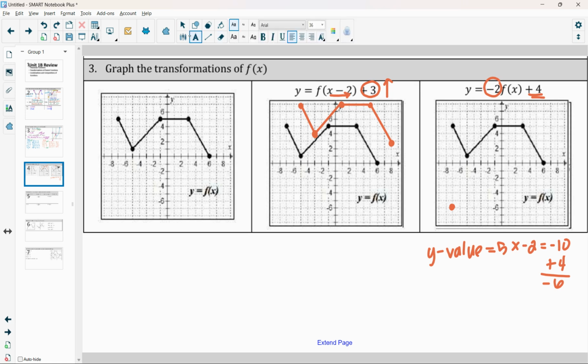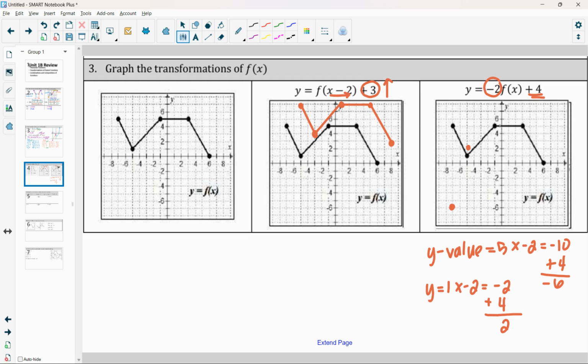So then we can do that with the next point. So the next point has a y value of 1. So we're going to take it times -2, which puts us at -2. Then go up 4, which would put us at 2. So this one's actually going to move to 2 after we dilate it, reflect it, and move it up.